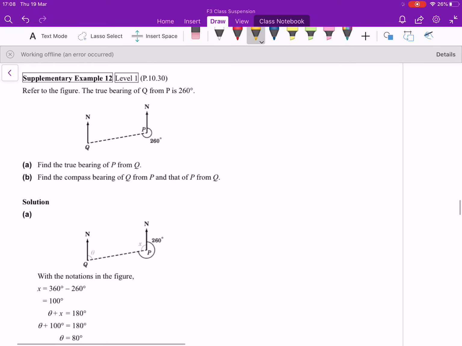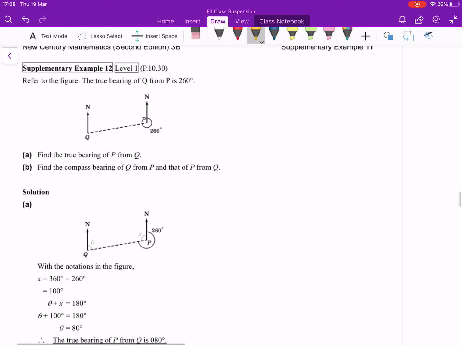And then this one, similar, not difficult. This time it tells you that the true bearing of Q from P is 260. If you are standing at P and you want to look at Q, true bearing means you should always start at the north position, and then you have to turn your head clockwise. When you turn 260 degree, you can see Q. So this angle is 260. I marked it for you in the picture.